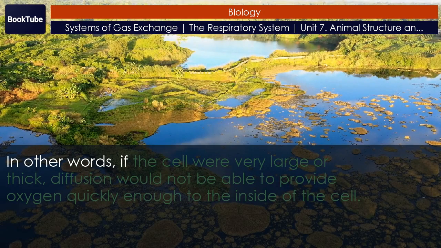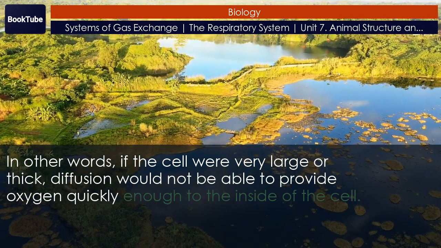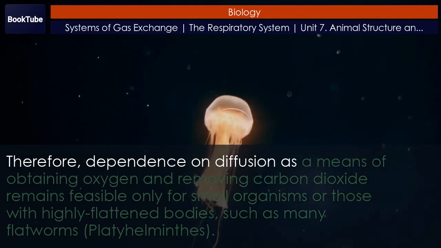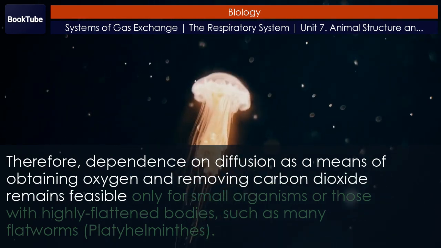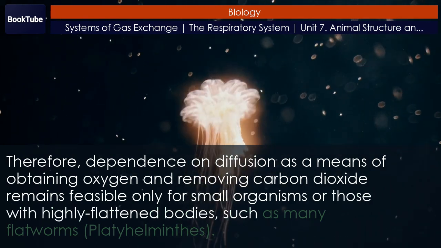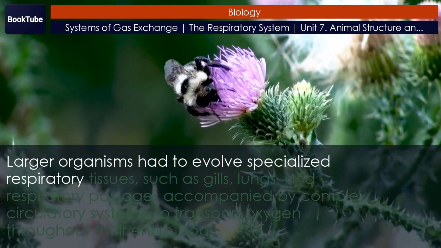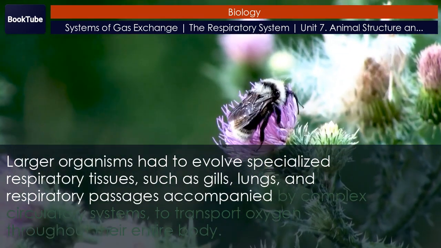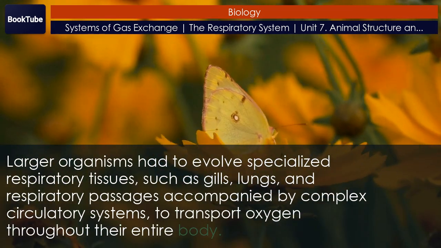In other words, if the cell were very large or thick, diffusion would not be able to provide oxygen quickly enough to the inside of the cell. Therefore, dependence on diffusion as a means of obtaining oxygen and removing carbon dioxide remains feasible only for small organisms or those with highly flattened bodies, such as many flatworms, platyhelminths. Larger organisms had to evolve specialized respiratory tissues, such as gills, lungs, and respiratory passages accompanied by complex circulatory systems, to transport oxygen throughout their entire body.